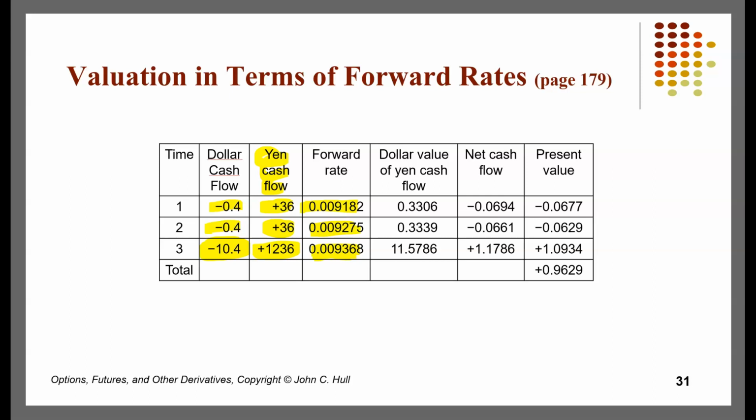So when we're converting the Japanese cash flows into US dollars, those are the dollar value of the yen. Those are the equivalent here. We subtract from those the US cash flow. That's what we obtain. And then we compute the present value of those differences. We obtain those. Now by adding the present value of differences, we have our swap value.